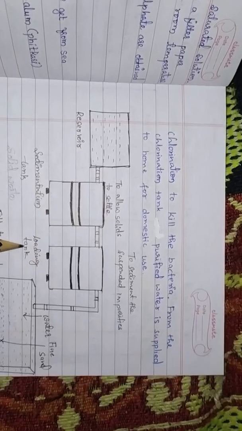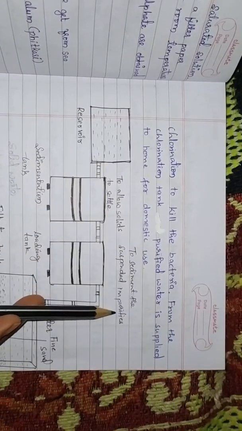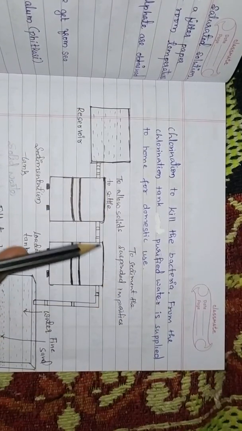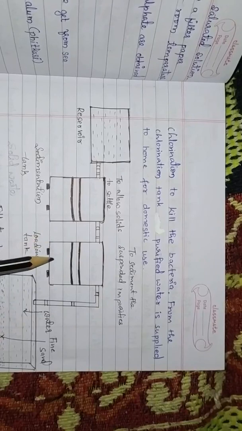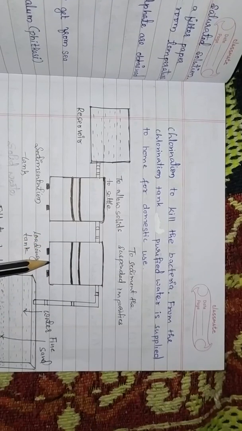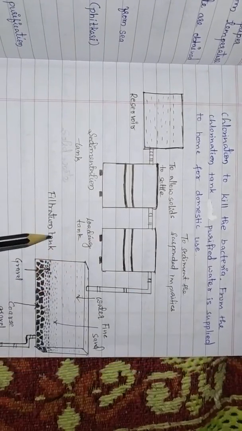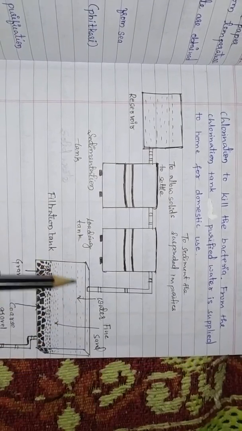Here in the loading tank, the suspended impurities which are present in the water get settled at the bottom of this loading tank. From here, water will next move to the filtration tank. This is the filtration tank.